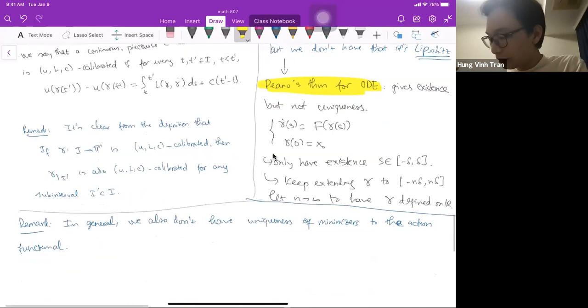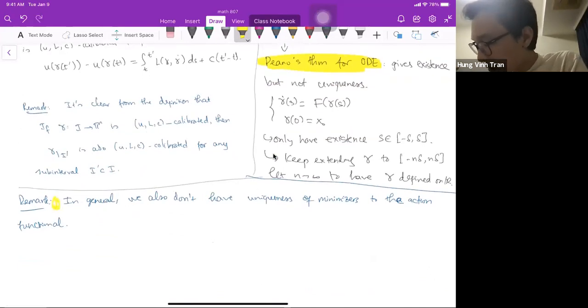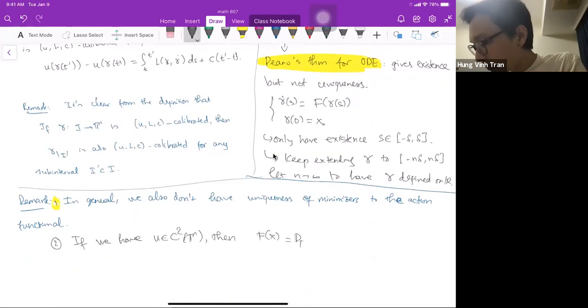Okay, so the second remark is that if we have that u is in C^{1,1} of the torus, then the vector field f of x equals D_p H of x, Du of x is Lipschitz, right? Then we do have uniqueness of gamma to the ODE.